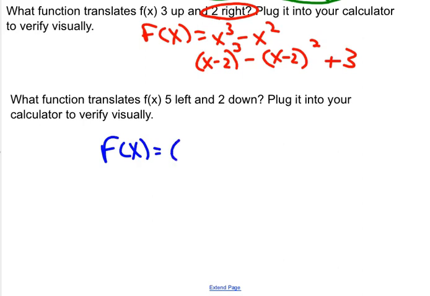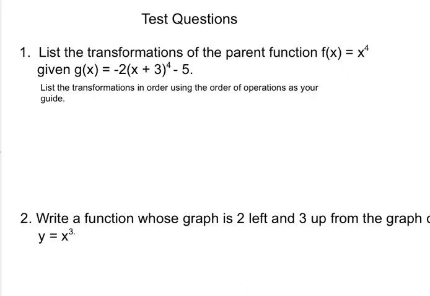We want to go 5 left, so we actually have to add 5 to x, and not just one of them, every x that's in the problem. Want to go 2 down? Yeah, let's put a minus 2 at the end. Okay? Hopefully you did that on your own and got it. Hopefully you checked on the graphing calculator to visually see that that's what gets this done. This stuff is that important, it comes up over and over and over again.